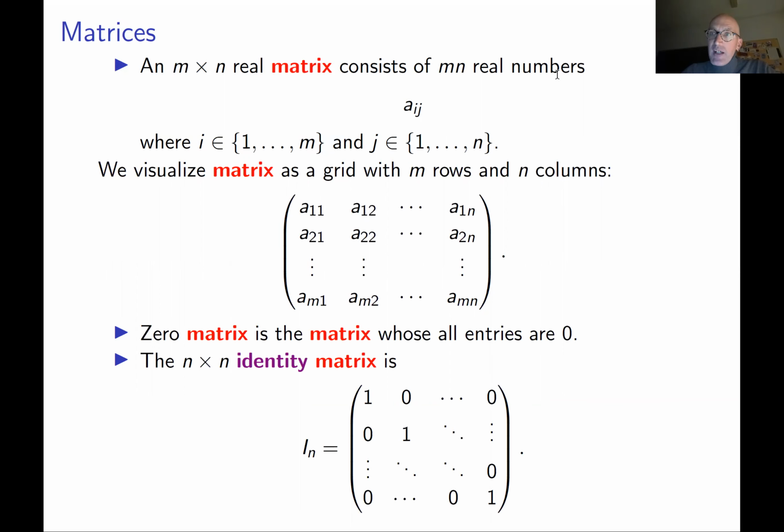If you have a square n times n matrix such that all its entries are 0 except the diagonal, and on the diagonal you have 1 everywhere, we say that this is the n times n identity matrix. You will see later that identity matrices are very important and very handy. Okay, now we defined what matrices are. Let's define some algebraic operations on matrices.